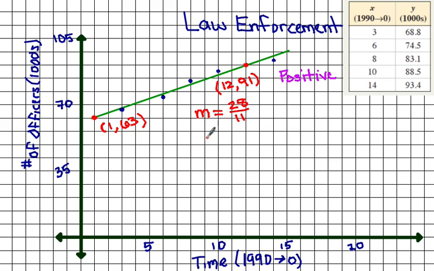So the equation to this line is going to end up being y minus y1, which we call 63, equals our slope times our x minus x1. And then we can just simplify it into a y equals equation if we'd like. So y is going to equal 28 over 11x minus 28 11ths plus 63.